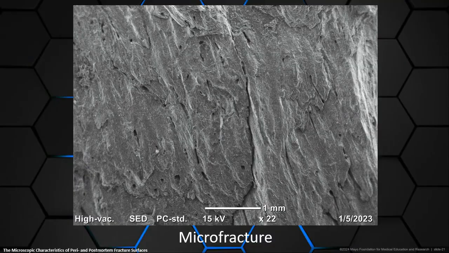When a critical degree of deformation is reached, we also see the dry matrix actually breaking along cement lines. So we see micro cracks and small fractures along those cement lines. This again is associated with an increased degree of brittleness and a lack of elasticity in the bone.